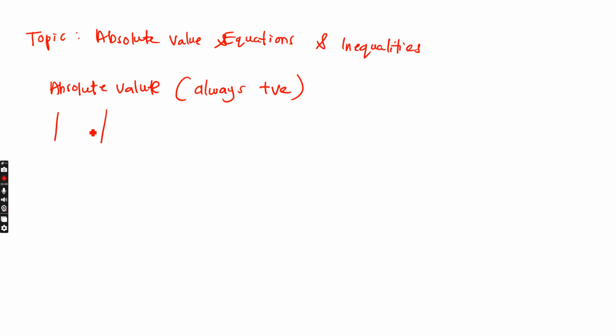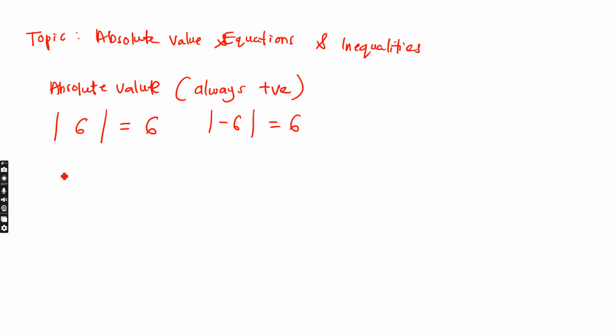Okay, let's say I give you an example. If I have 6, and I put modulus 6 like this, this is what we call absolute value. When we make it absolute, it is actually 6, because the meaning of absolute value is that the value is always positive. So if I have negative 6 and I put modulus, the value will become 6 as well, because the value is always positive.